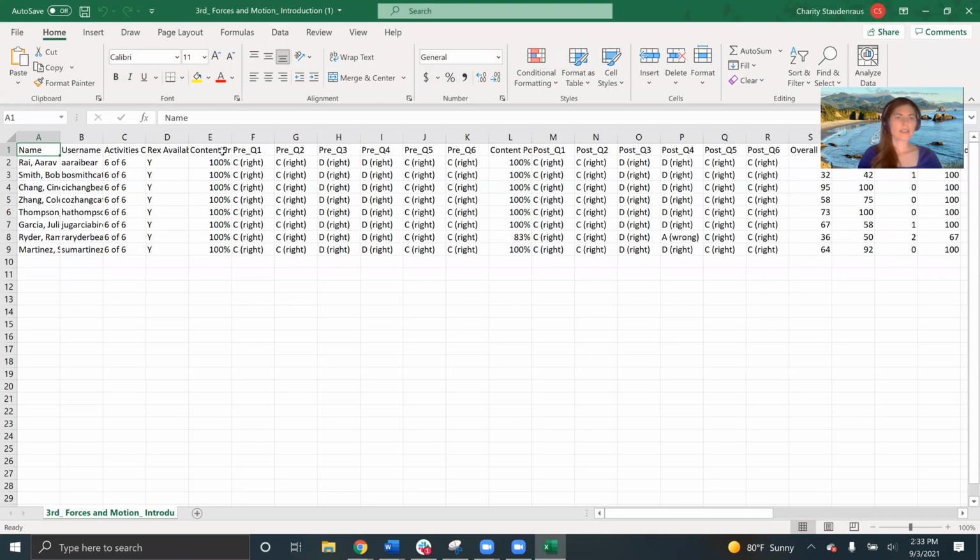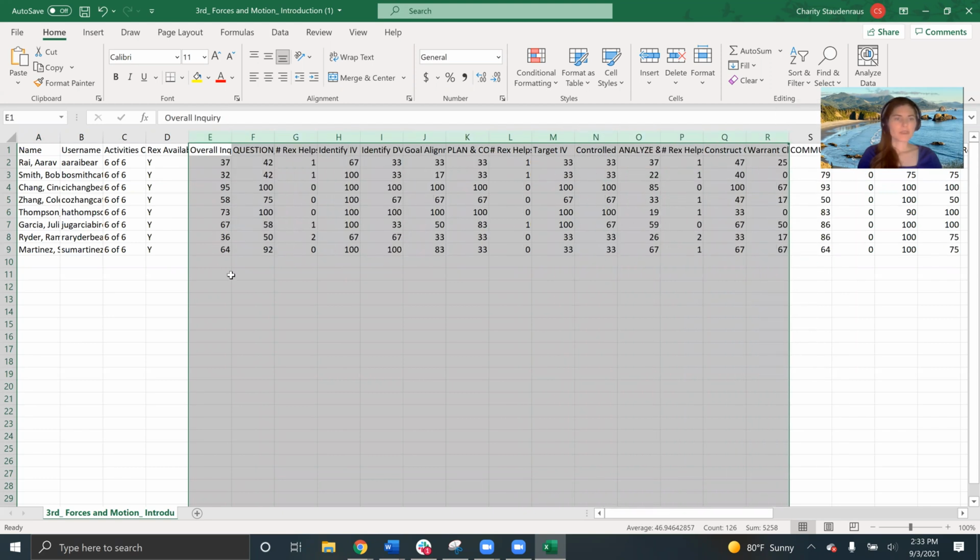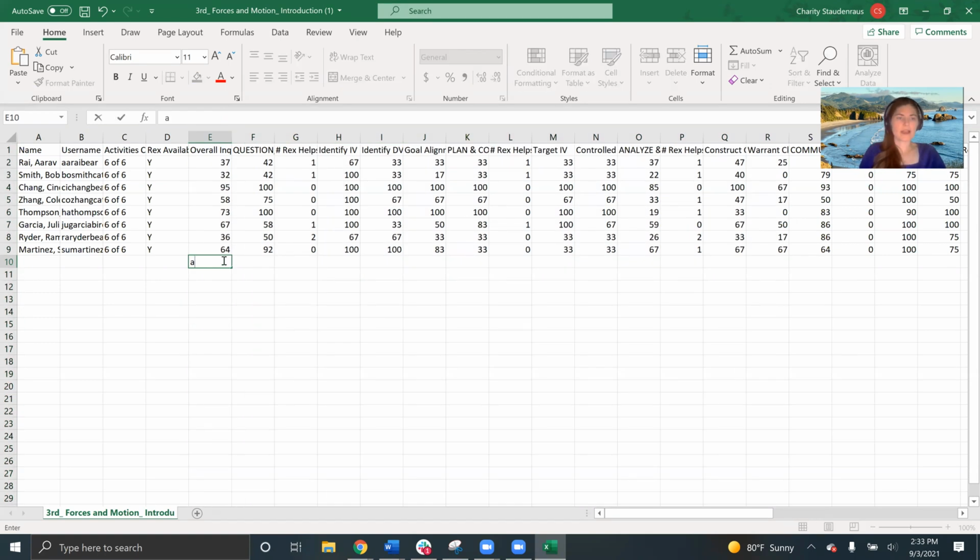So I can see, I did pretty darn well. My students did pretty well in the pre and the post test, but that's not what I really care about. Let's do, what is my app? I want to find out what my average is.